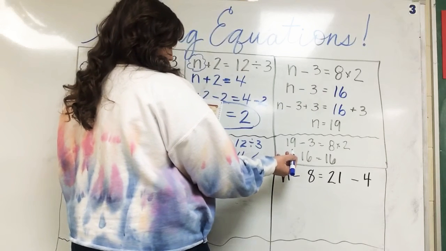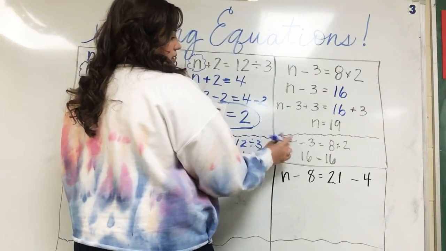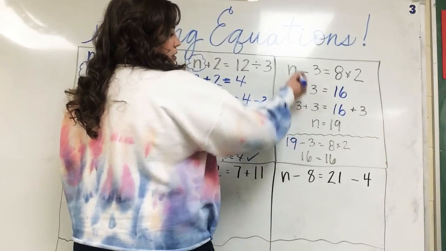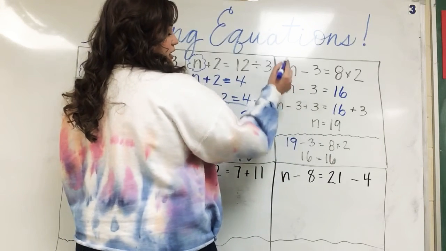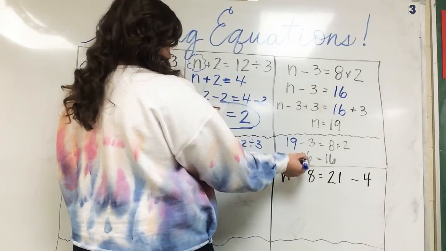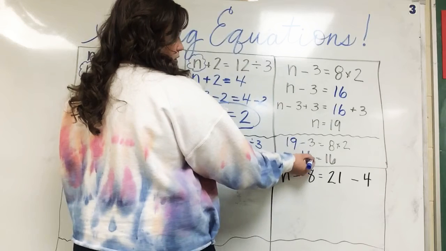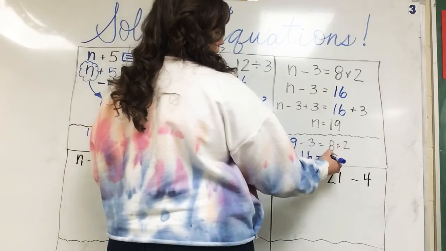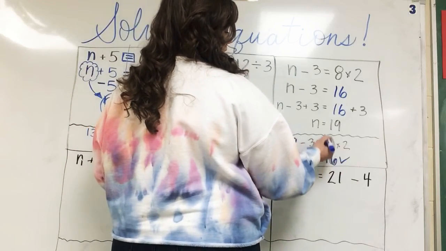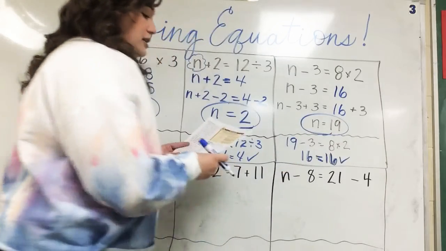They have 19 minus 3, they just put the 19 in here for this n. 19 minus 3 is 16. And then 8 times 2 is 16. Is that correct? Yes, so there's our answer.